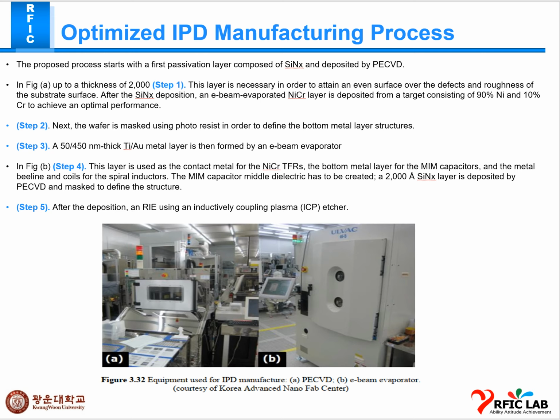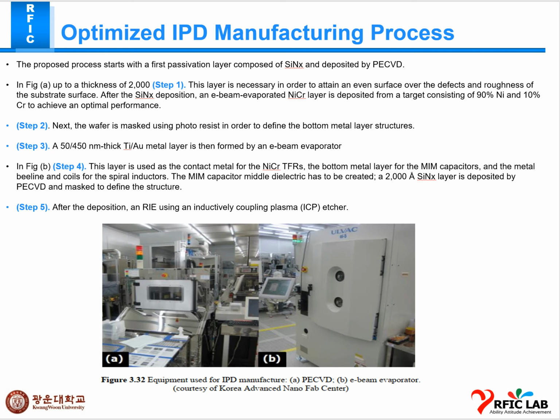Okay, this topic is about optimization of the IPD manufacturing process. As you can see, I have described two photographs. The first, A, is about PECVD and the second is the E-beam evaporator. The process starts with the first passivation layer composed of SiNx deposited by PECVD. This layer is necessary in order to attain an even surface over the defects and roughness of the substrate surface, and the e-beam evaporated layer is deposited from a target of 90% Ni and 10% Cr to achieve optimal performance.